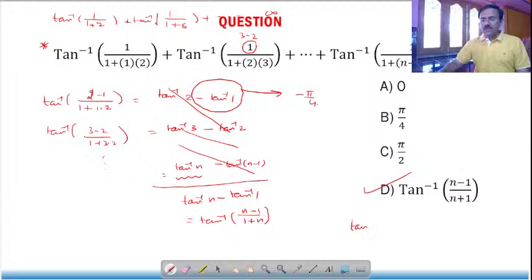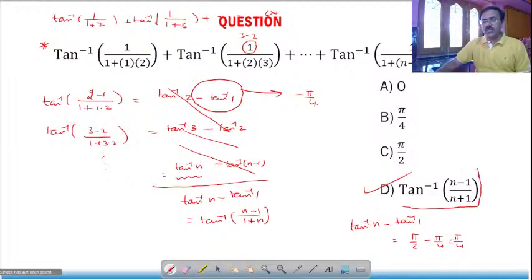Tan inverse n minus tan inverse 1. Friends, as n tends to infinity, this goes to pi by 2 minus pi by 4. The answer becomes pi by 4. Here also you can apply limit n tends to infinity. Since tan inverse is a continuous function, you can take the limit inside. Tan inverse 1, pi by 4, it becomes.